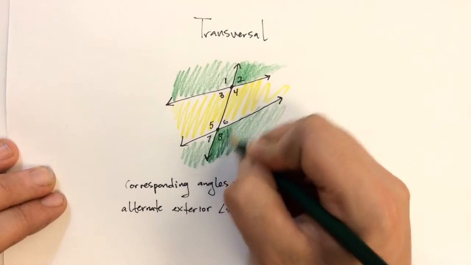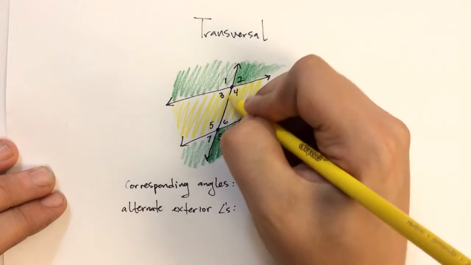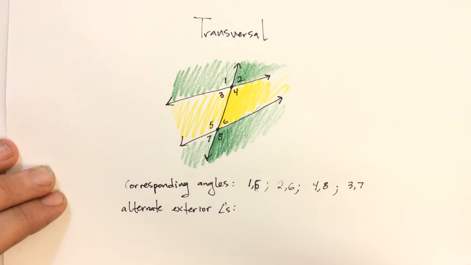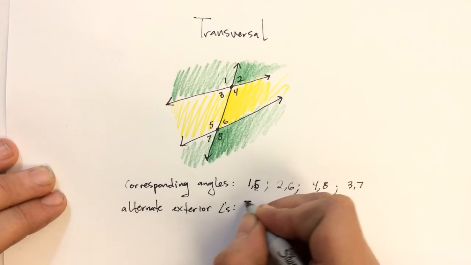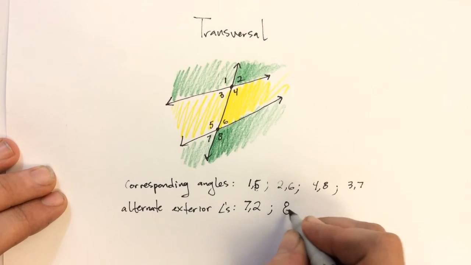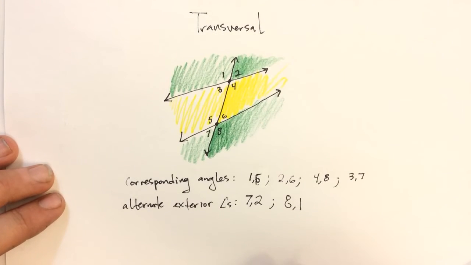Okay, so alternate exterior angles in this diagram are angles that are a pair of dark green and light green, like 7 and 2, and 8 and 1. Those are both examples of alternate exterior angles.